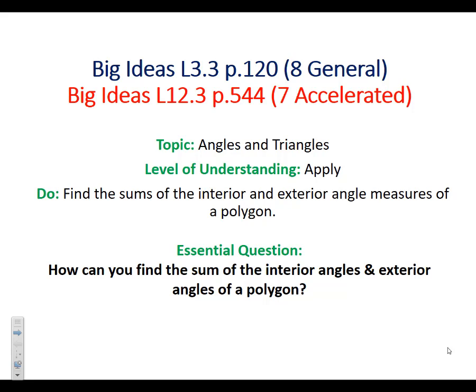Today, ladies and gentlemen, tonight we are going to apply what we learned to find the sum of the interior and exterior angle measures of a polygon. Our essential question: how can you find the sum of the interior and exterior angles of a polygon?